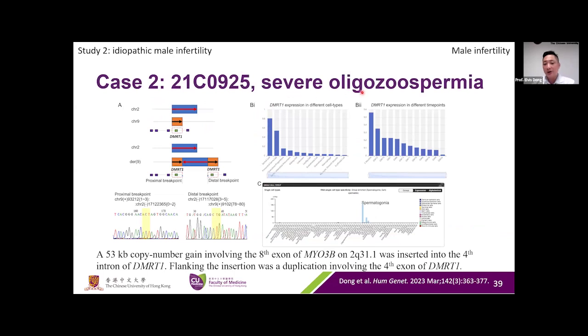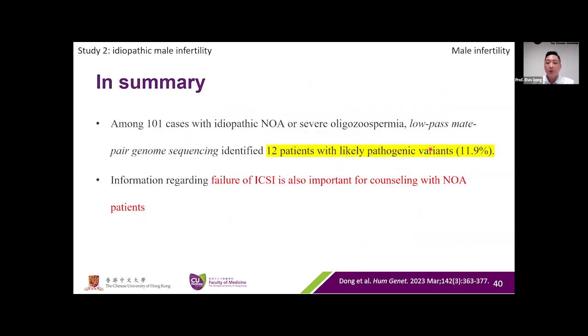This is the second case, which suffers from severe oligospermia. We found a segment only 53 kb in size inserted into the DMRT1 gene, resulting in a very tiny duplication involving exon 4 of DMRT1, so the gene ends up truncated. This gene is highly expressed in Sertoli cells and primordial germ cells starting from the fetal stage, and it is also specifically expressed in spermatogonia. So this finding might be very useful to explain the severe oligospermia. In summary, roughly 12% of the cases have likely pathogenic findings.